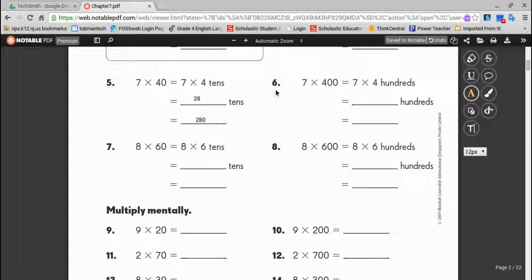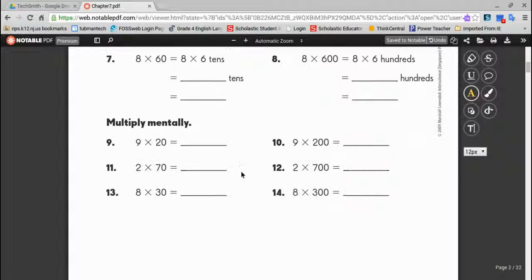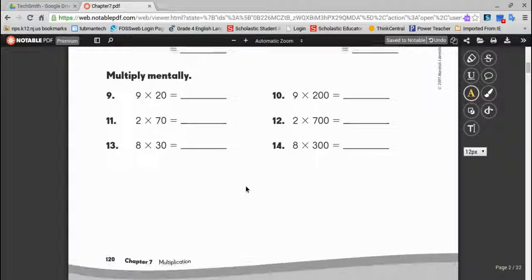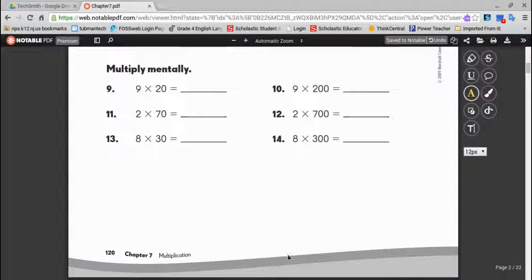And again, I think you guys can do 6, 7, 8 by yourself, and the rest of these by yourself as well. So go ahead, get started, and good luck. And that's page 120.